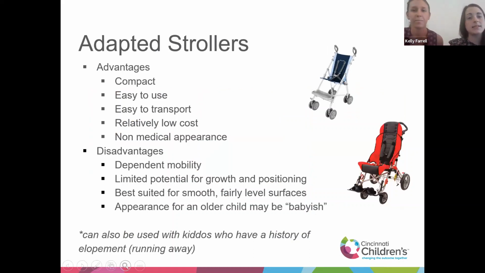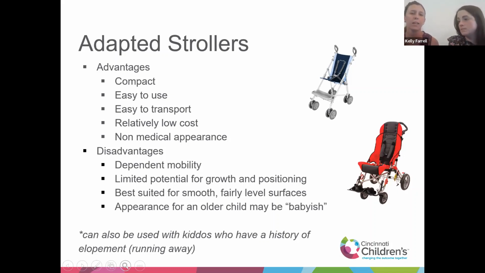So we also have something called an adaptive stroller. This is another form of that wheeled mobility. Some of the advantages are that it is compact, it's easy to use, it's easy to transport, it's relatively low cost, and it doesn't have as much of a medical appearance, which some families approve of. But the disadvantages are that it is fully dependent for the child. The child is not able to push themselves or control it via an electric power source compared to the other forms of mobility. There's also limited potential for growth and positioning. It's really best suited for level surfaces, and it can also make the older child look slightly babyish.